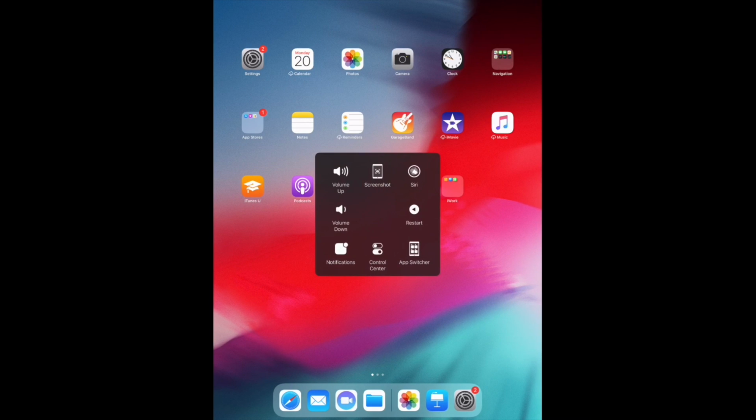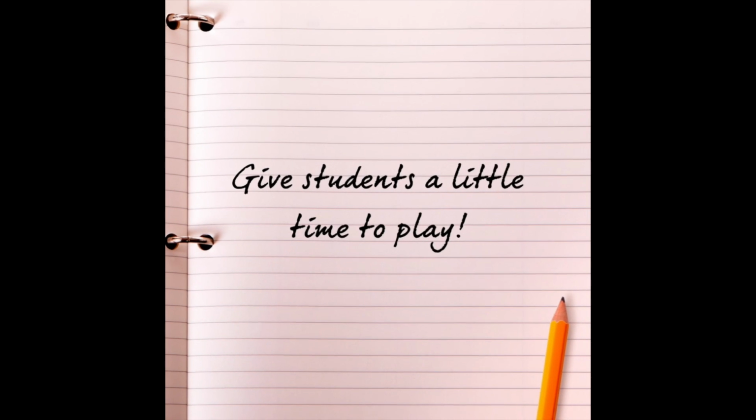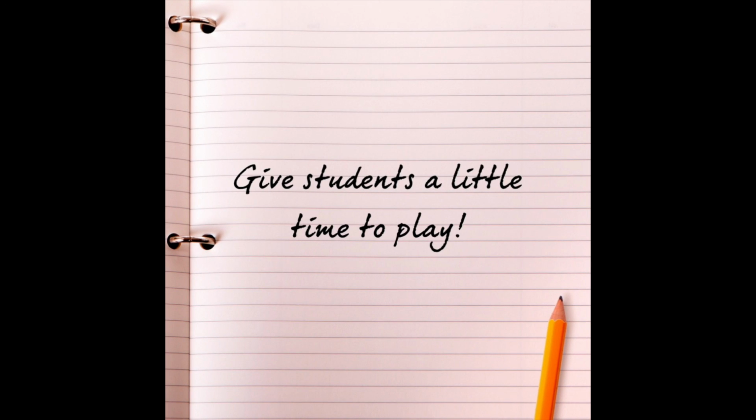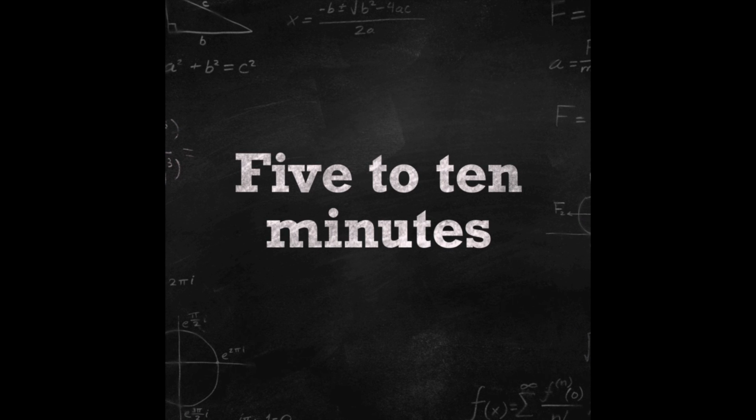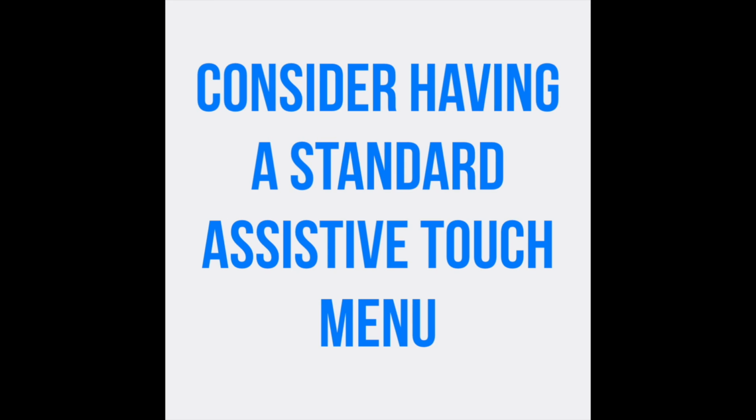Back on the home screen, tap on Assistive Touch to open the menu. Tap on each of the options to familiarize yourself with the ones you have chosen. After you introduce Assistive Touch, give students a little time to play with all of the different options. 5 to 10 minutes should be plenty of time for them to explore all of the cool features. If you're working with younger students, you may want to consider having a standard Assistive Touch menu with all of the same buttons on every student's iPad. That way you can easily direct students right where you need them to go.